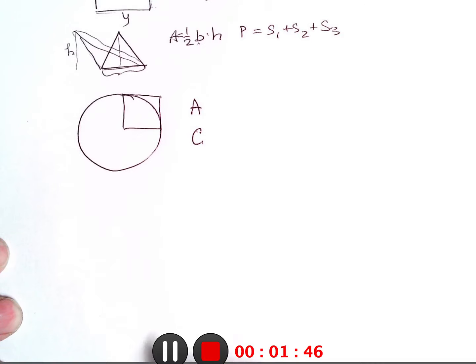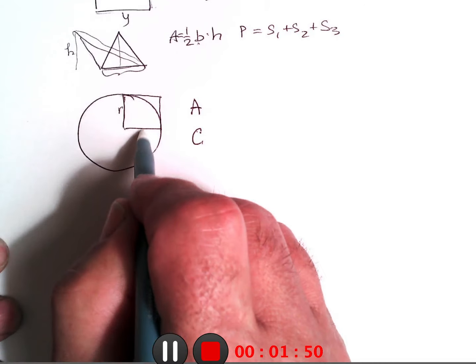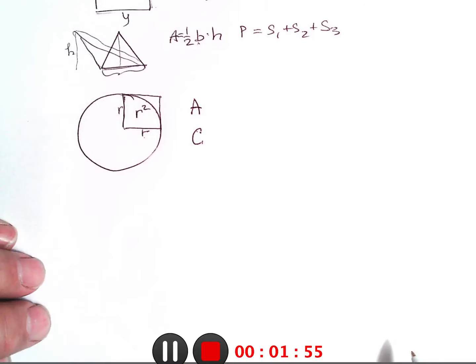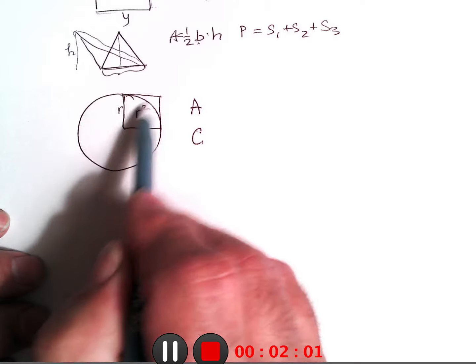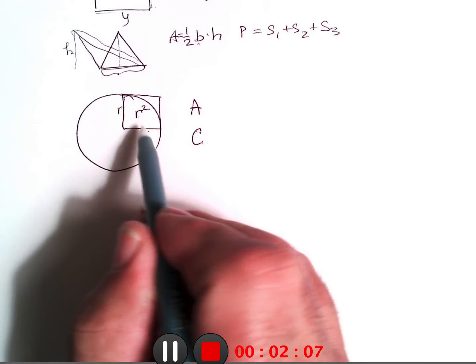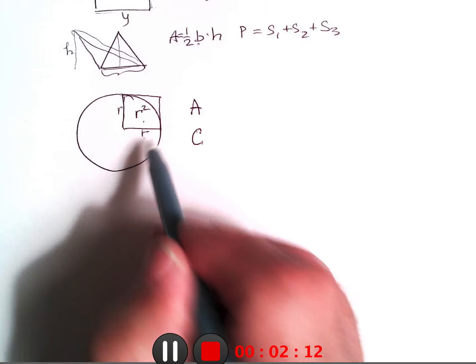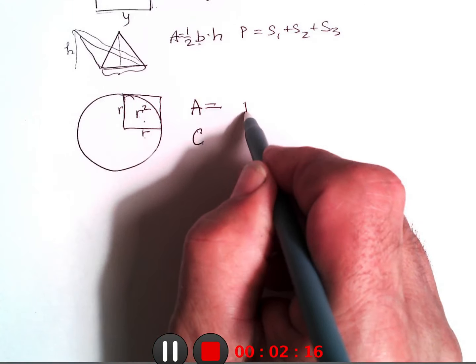And its area, if this is r and this is r, it's r times r, or r squared. Hence we call the second power a square, because it's the area of a square. When you take something times itself, you're finding the area of a square of those dimensions. Anyway, moving on. How many of these squares does it take to cover the circle? And most people say it takes 4.